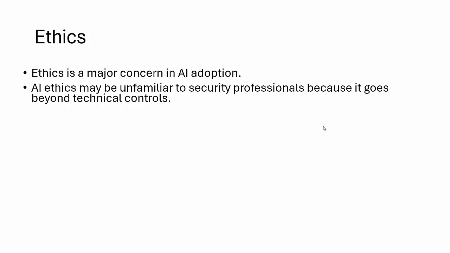Next is called ethics. See, in AI, the most important part is ethics. And it is a major concern when you have AI adoption, because AI ethics may be unfamiliar to the security profession because it goes beyond the technical control. I'll give an example. Okay, so I'm a security guy. I'm a CISO. For me, I want the firewall to monitor everything. So when it starts monitoring everything, it's a breach of privacy. It's a breach of ethics. So sometimes it's not possible.